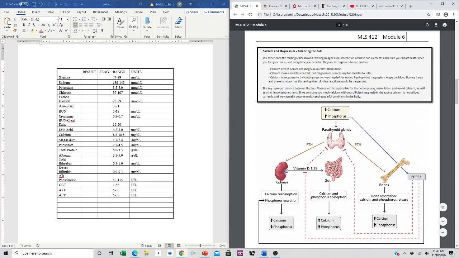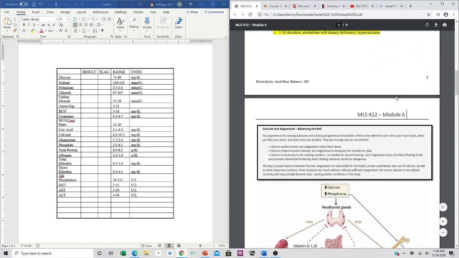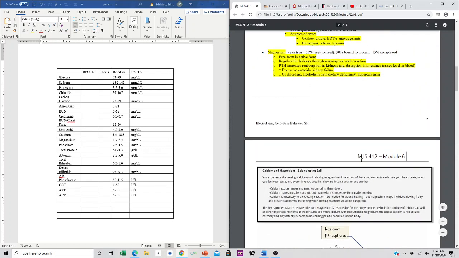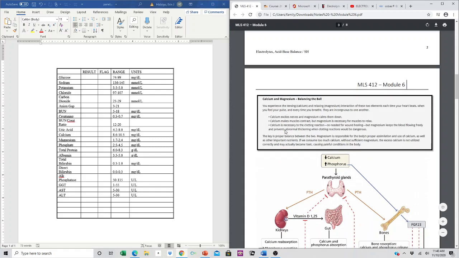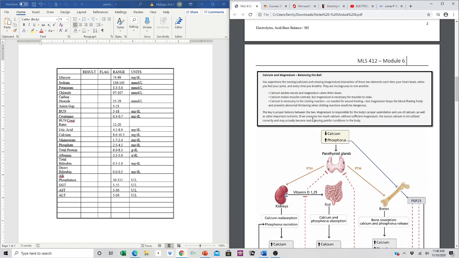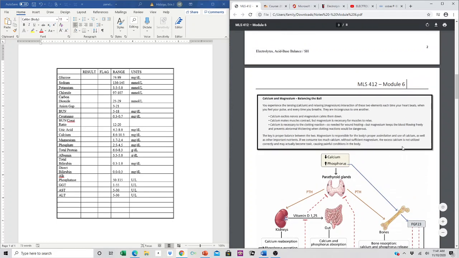Magnesium is responsible for the body's proper assimilation and use of calcium. So calcium and magnesium affect each other. Even though they don't do the same task, they do complementary tasks. If one consumes too much calcium without sufficient magnesium, the excess calcium is not utilized correctly. So they can't function as well doing their own job if the other one is not also there.